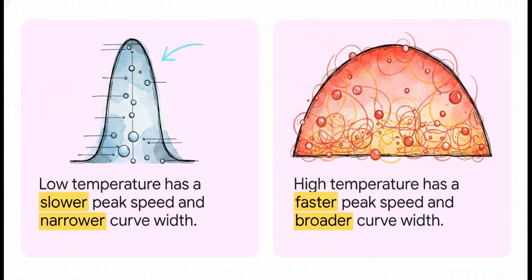But what happens when we increase the temperature to T2? The kinetic energy absolutely surges. The peak speed gets faster, shifting the whole thing to the right. But notice what else happens here. The height of the peak becomes much shorter, and the entire curve broadens out significantly. The molecules are essentially spreading out over a much wider range of high speeds.